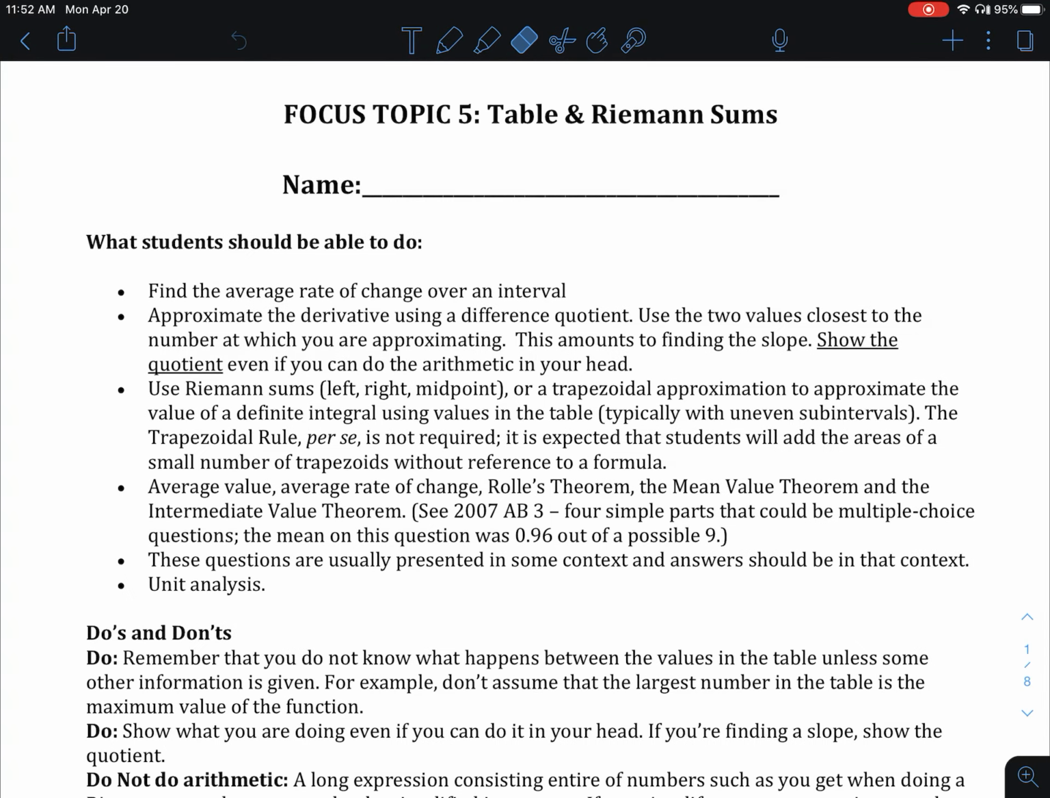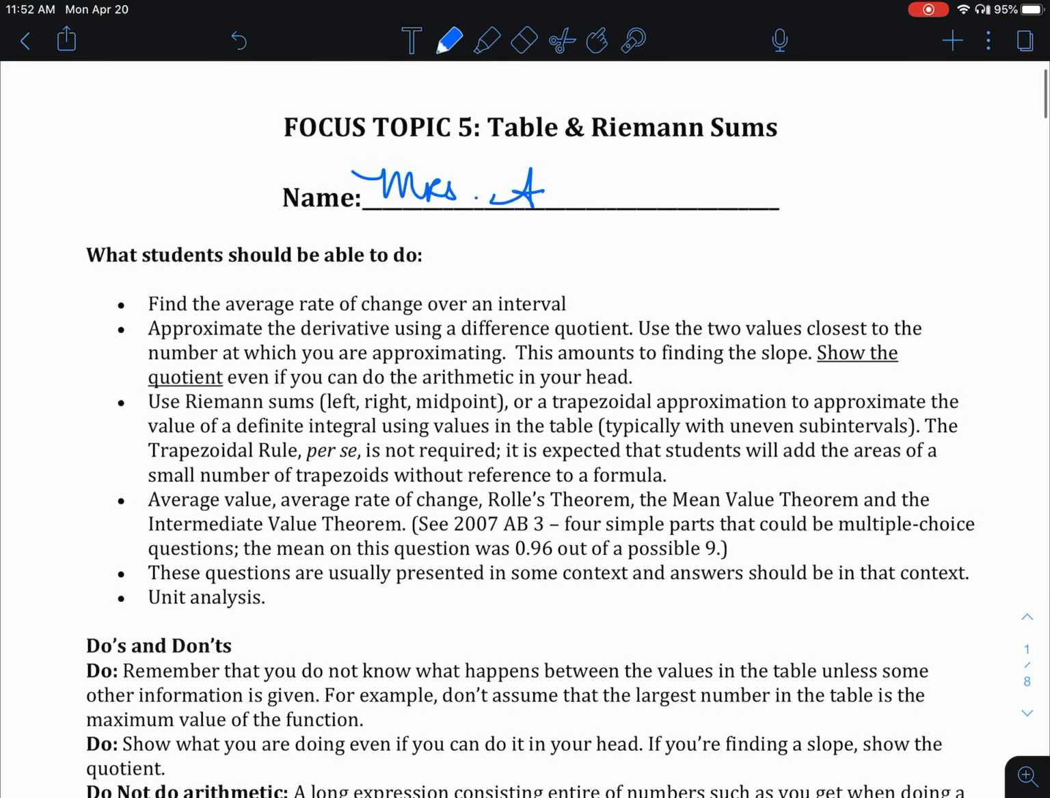I am strongly suggesting that you start your Stat Medic assignment, keep up with the AP Live, and even practice that target practice packet I gave you before we left. I think it's a good place for you to review all of what we've learned in calculus. But for today, we're going to talk about type 5, focus topic 5, tables and Riemann sums. I have attached this to the Google Drive plus the homework. The homework is your assignment for tonight.